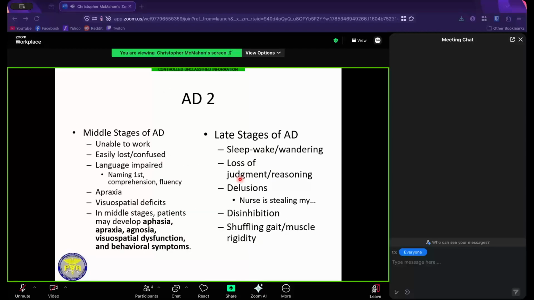All right, middle stage, I couldn't even pronounce that. I really apologize, guys. All right, middle stages, patients may develop aphasia, apraxia, agnosia, with difficulty naming things, visual spatial symptoms, behavioral symptoms, and then late stages, again, things are just progressing. That's where we start seeing the sleep-wake disturbance and the wandering start to happen, where memory care might be a really good option for these people.